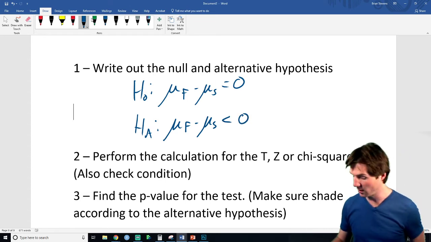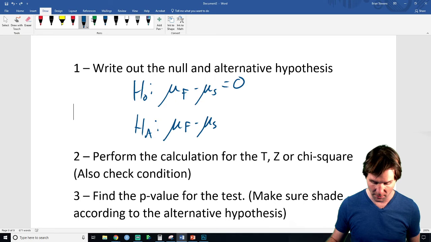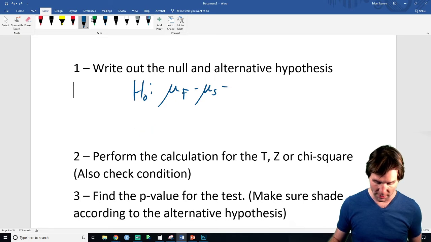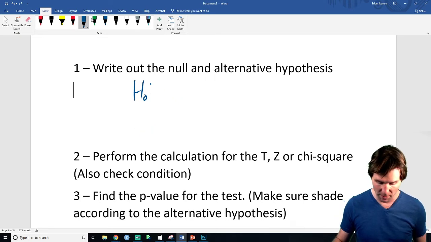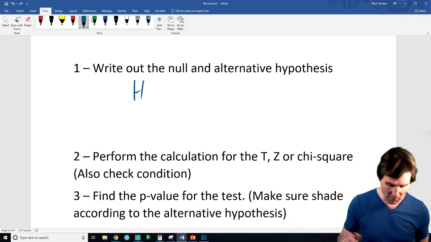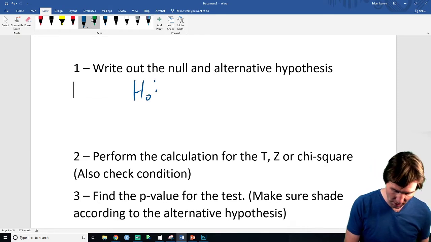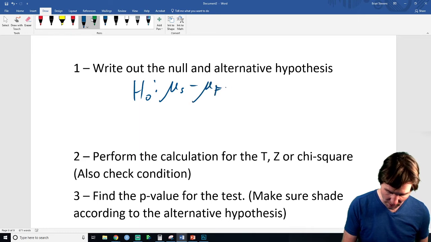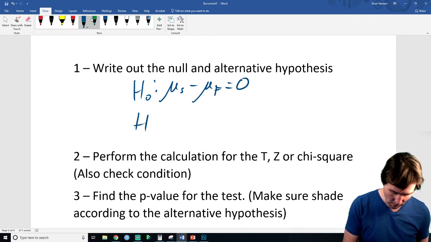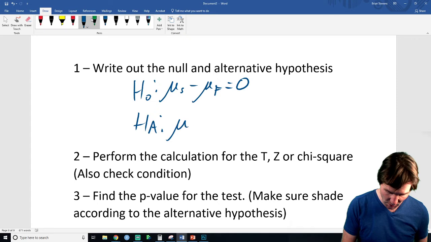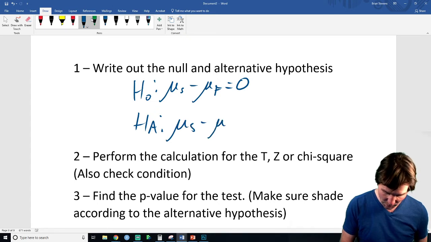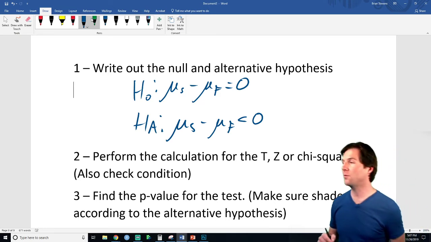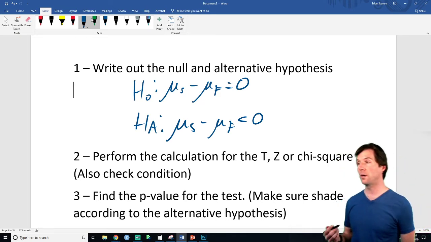Actually, I reversed it. Let me change this. I'm going to go back in time here because I actually want it to be the negative sign, and that would actually be positive. The way I want to write it is the following. We're going to put here mu senior, and I'll explain why. Mu senior minus mu freshman is equal to 0. And we're going to put the alternative states that mu senior minus mu freshman is less than 0. There we go. I'd have to reverse my sign, and I'll explain what's going on right here.